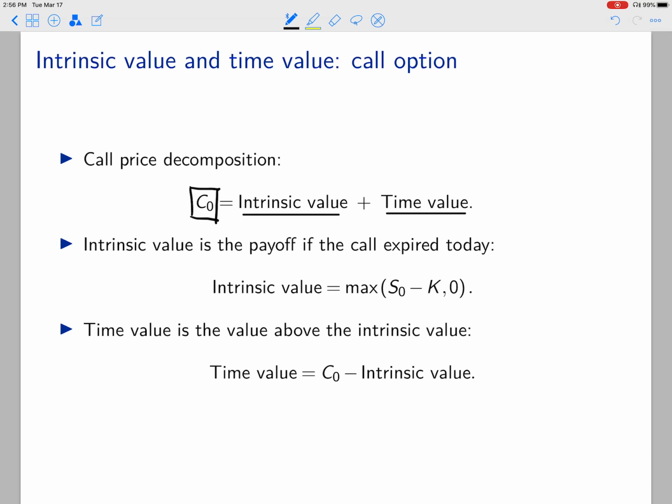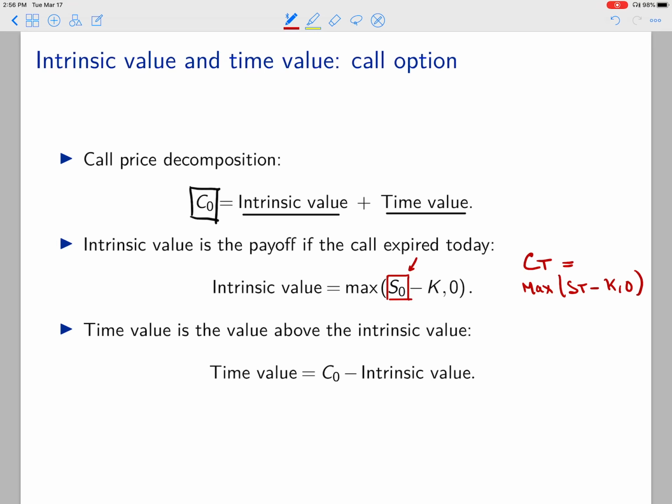How do we calculate the intrinsic value? You just take the maximum, and here's where the big difference is. You just take the maximum of S0, the stock price today, minus K, and 0. It's extremely similar to the payoff of the option, which we normally denote by C_T. But the only difference is that the payoff of the option considers the maximum of S_T minus K and 0, while the intrinsic value looks at S0 in the option payoff function. It's assuming that nothing changes between now and date capital T.